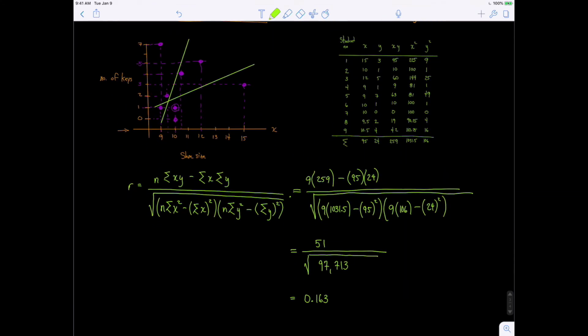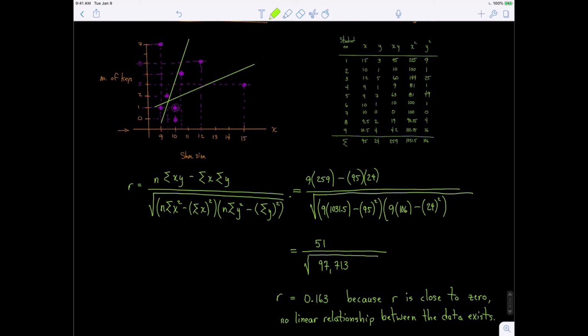It says because this is our r value. So because r is close to 0, no linear relationship between the data exists.